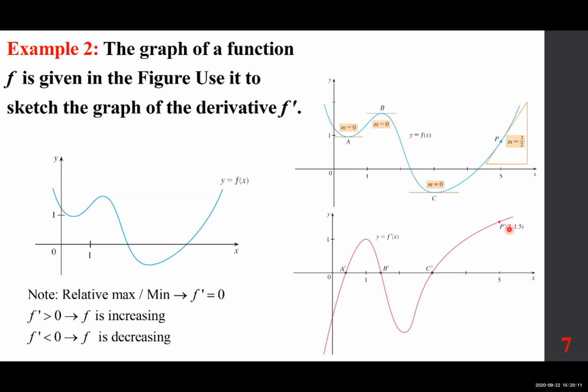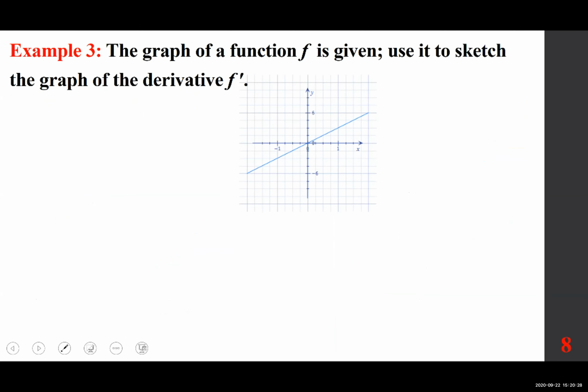So I'm going to recap. Easy points, A, B, C. Those are easy points. And after that, see whether the function is increasing or decreasing, and there you have it.